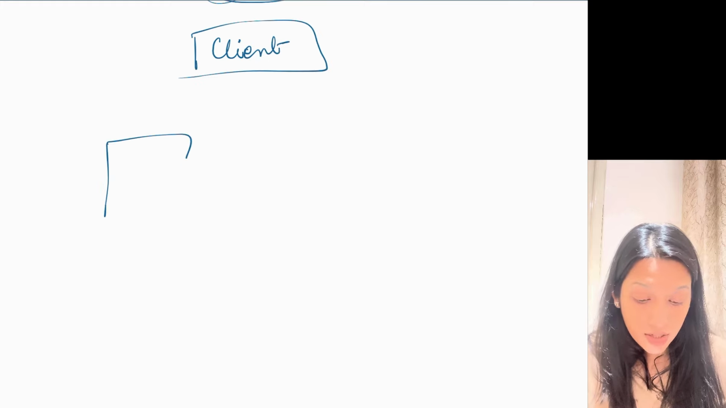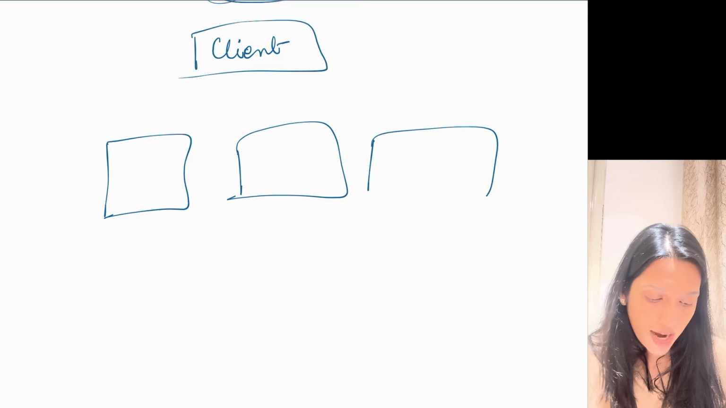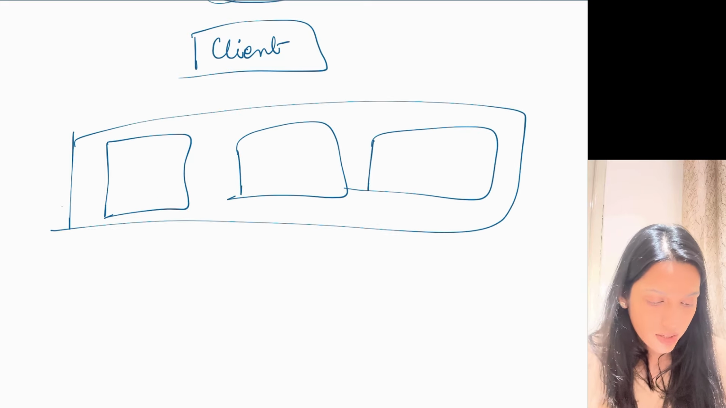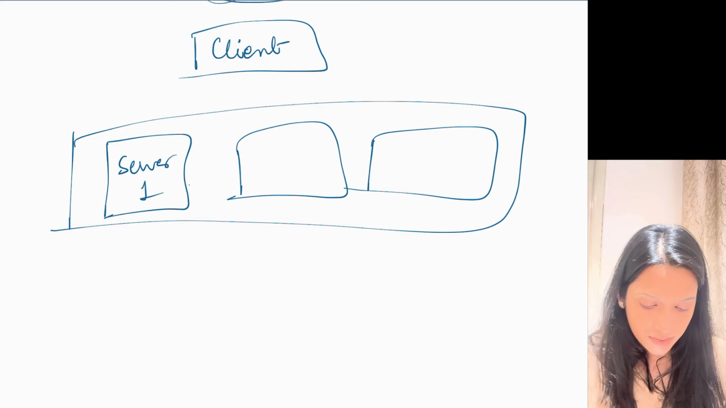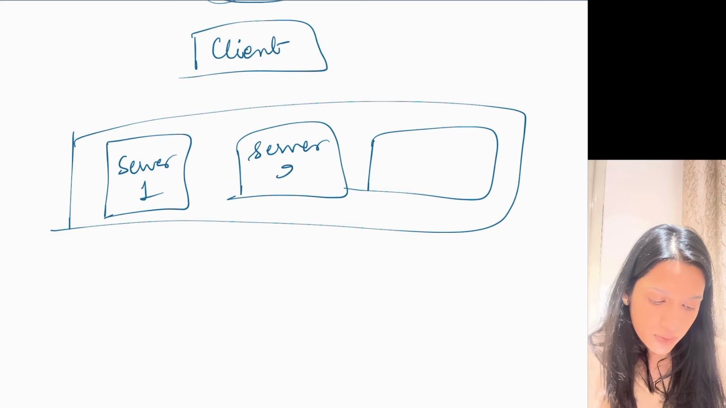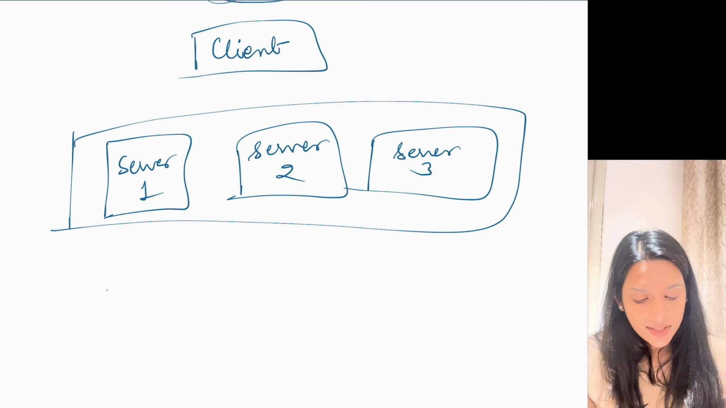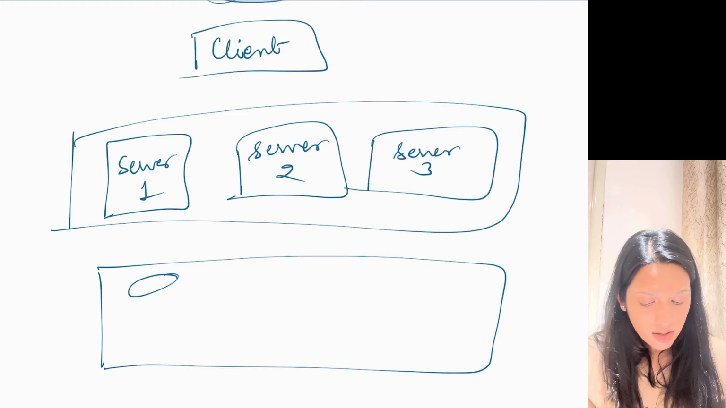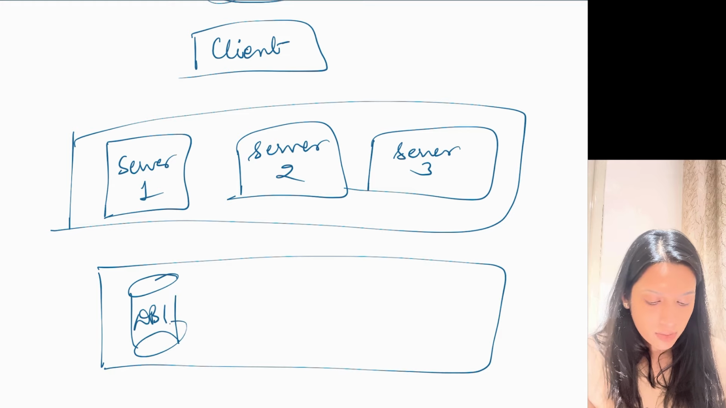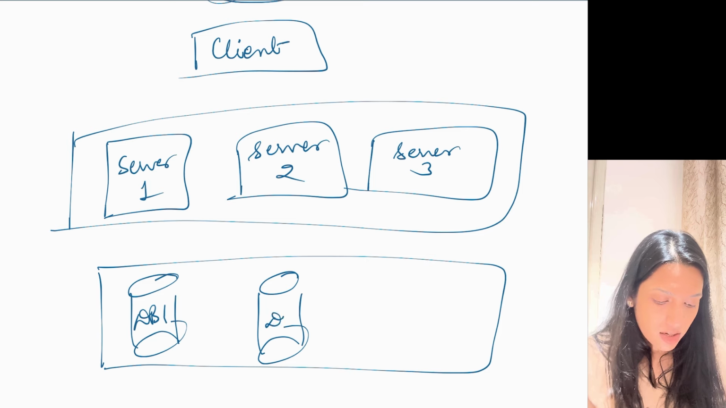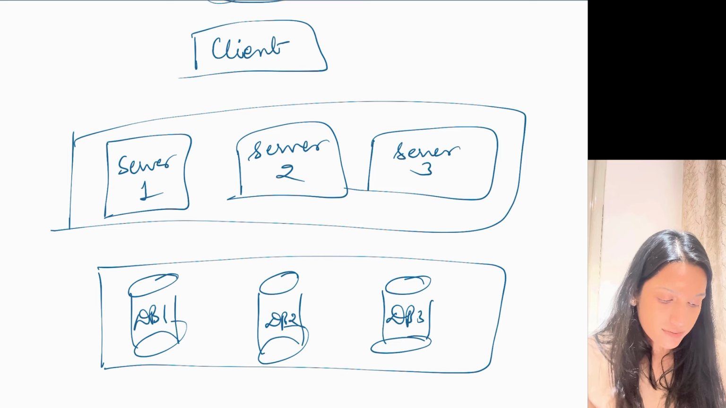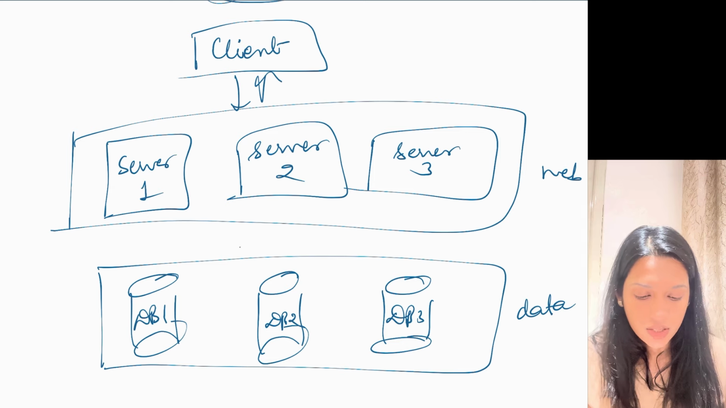Right, there are multiple servers added to the web tier layer. This is server 1, this is server 2, and this is server 3. Similarly for the database or data tier layer, there are multiple databases I will add: DB1, database 1, database 2, and database 3. This is web tier, this is data tier, this is the client. It will interact.